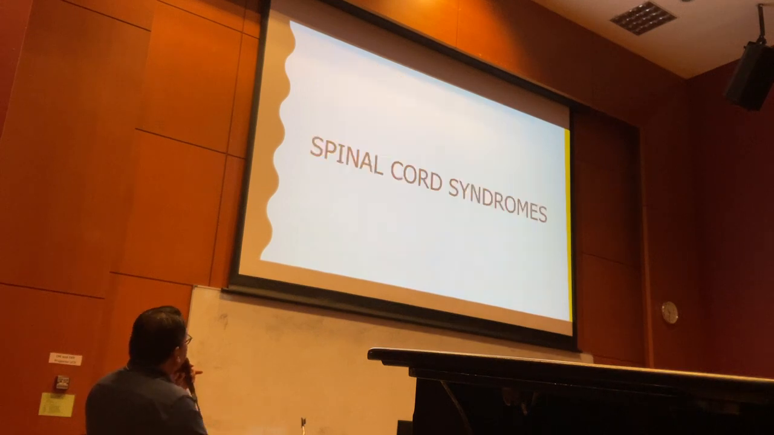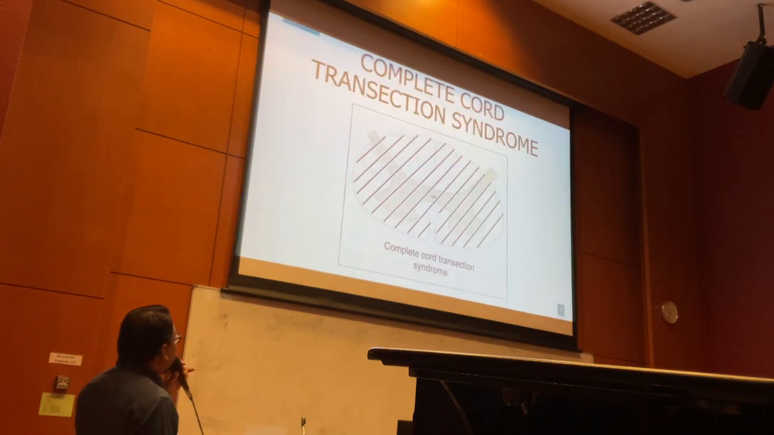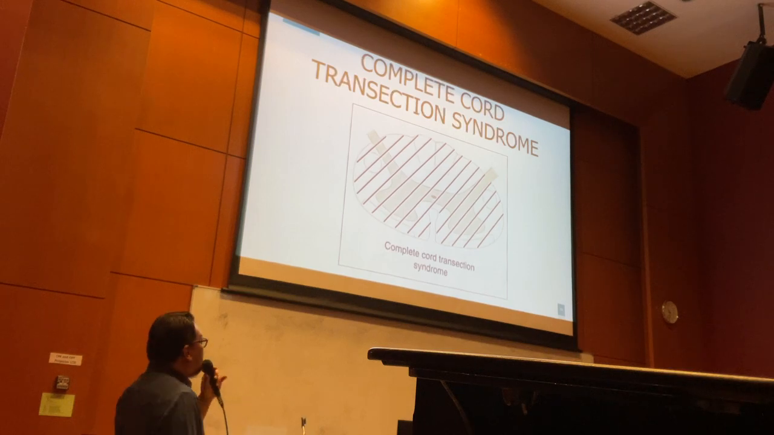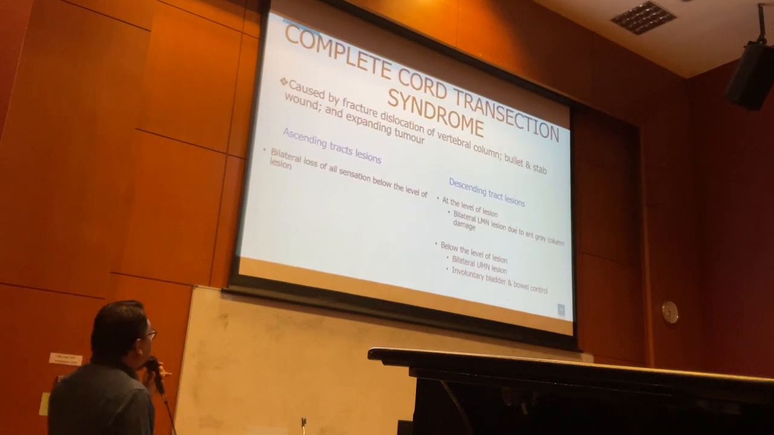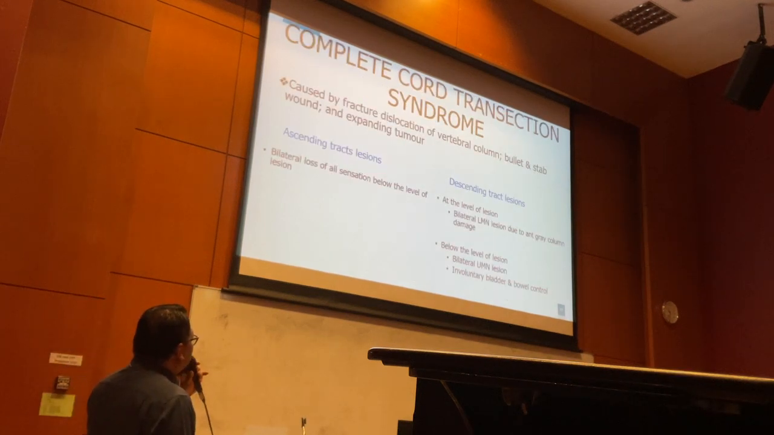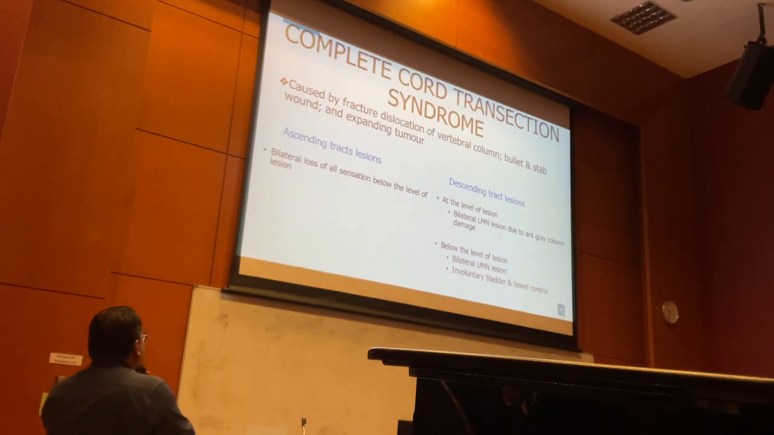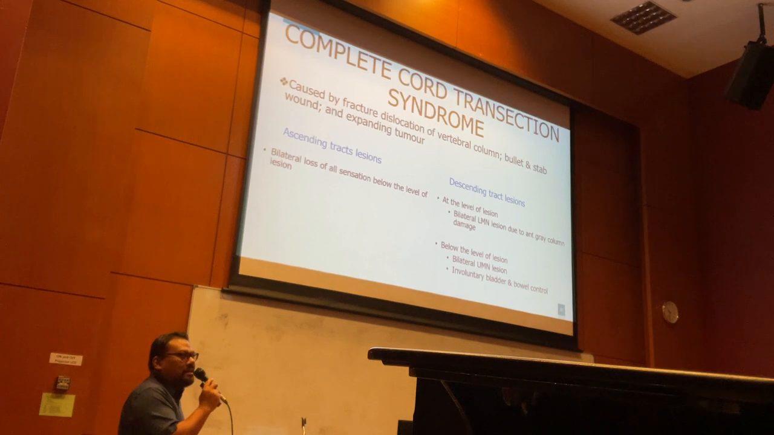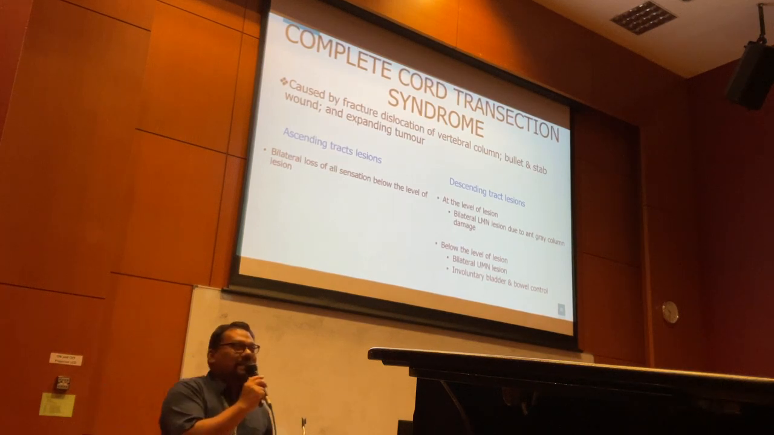Okay, and then ini yang penting, the spinal cord syndromes. This is called complete cord transection syndrome. Okay, everything is destroyed dekat spinal cord area tu. Okay, it's caused by fracture, dislocation of vertebral column, bullet or stab wound, and expanding tumor. Okay, so it will involve ascending lesion and descending lesion, both. Sebab dua-dua track tu berada di spinal cord.